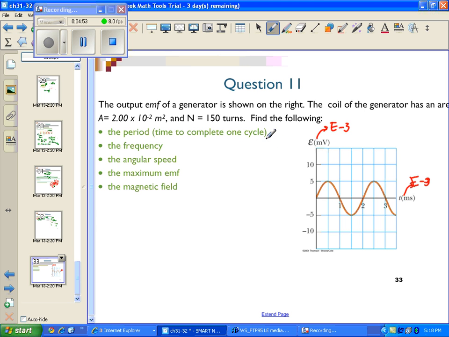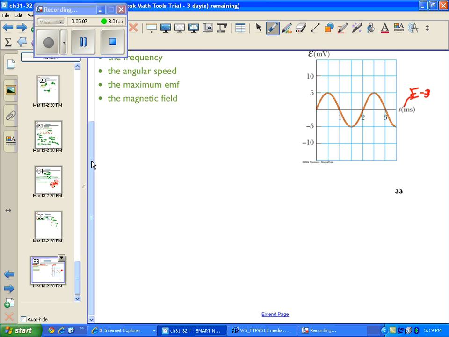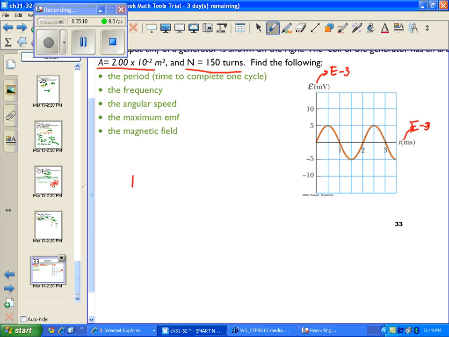We're told that the coil of the generator has an area of 2e to the minus 2 meters squared and has a total number of 150 turns. We're asked to determine the following quantities. The period, in other words, the time to complete one oscillation. Well, that's capital T, and we can extract that information right here from the graph, where you can see that the wave takes 2 seconds to be fully completed. I'm sorry, 2 milliseconds. Let's not forget that. So T is equal to 2e to the minus 3 seconds.